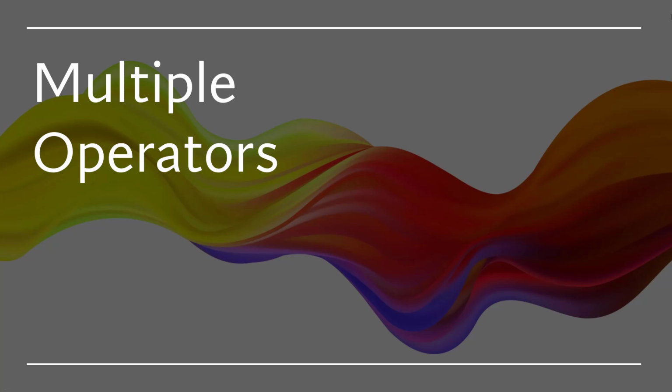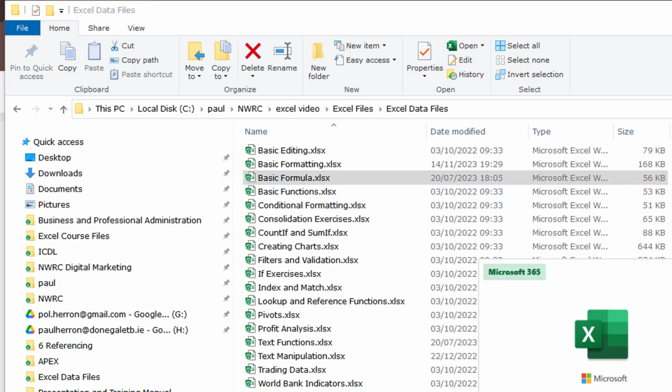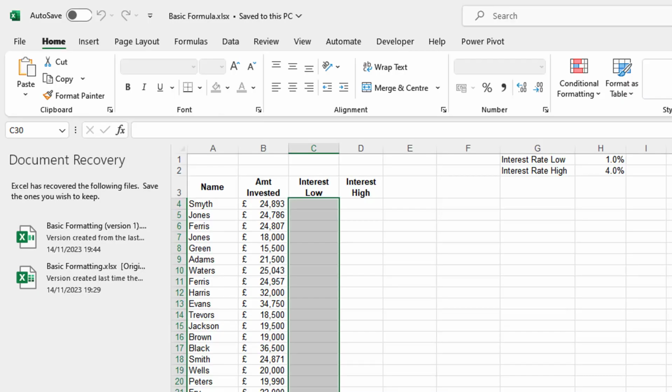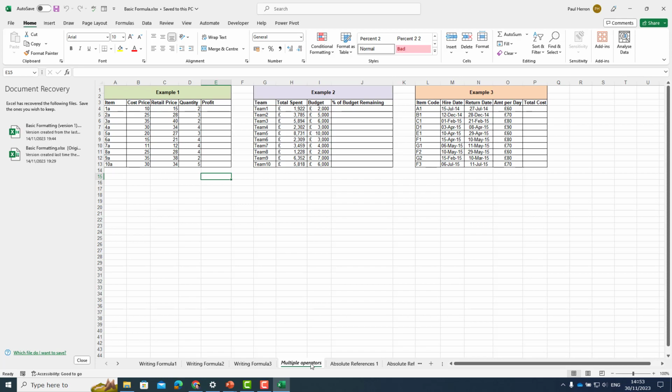In this video, we're going to look at multiple operators in spreadsheets. So we're going to be using our basic formula spreadsheet, and click on the multiple operators worksheet.